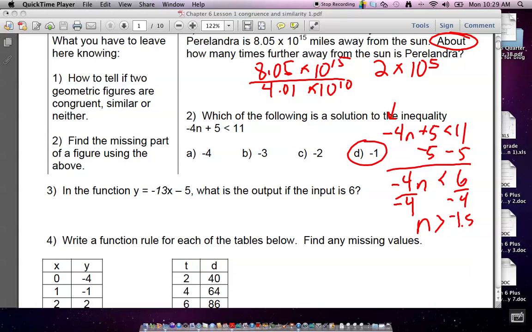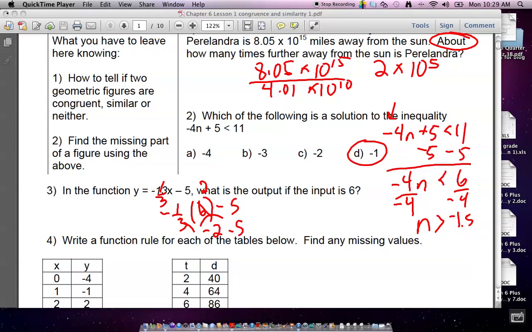Next. Number 3, this is a negative 1/3. What's the output if the input is 6? Look, one of the things you have to be prepared for is how to handle a fraction times a whole number. It's an important skill. Just do the division. 3 goes into 6 how many times? 2. Negative 1 times 2 is negative 2.